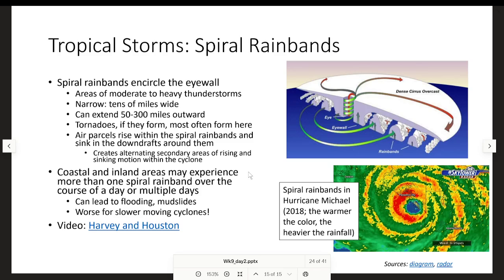Coastal inland areas may experience more than one spiral rain band over the course of a day or multiple days, and this can lead to flooding and mudslides. It's worse for those slower moving cyclones, because if it just parks here, it's just going to continue to dump rain.